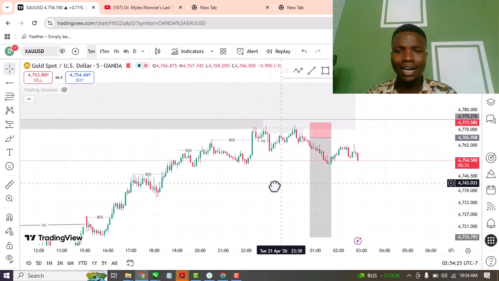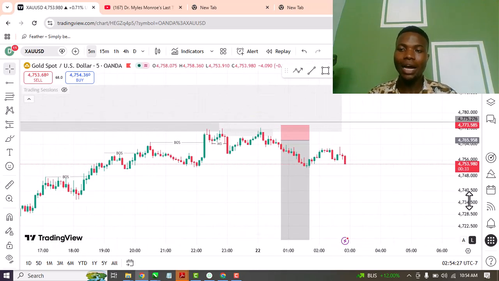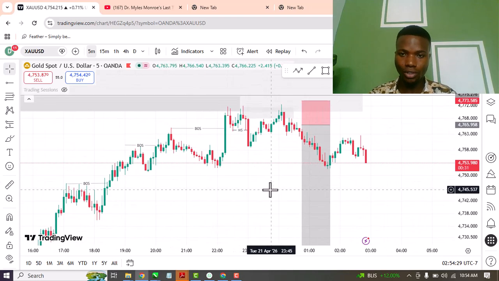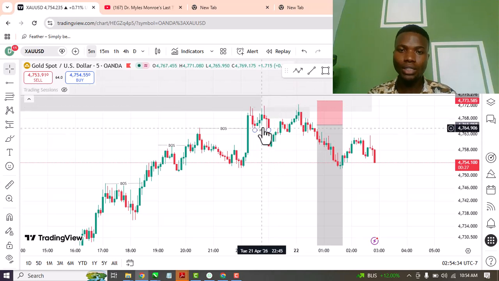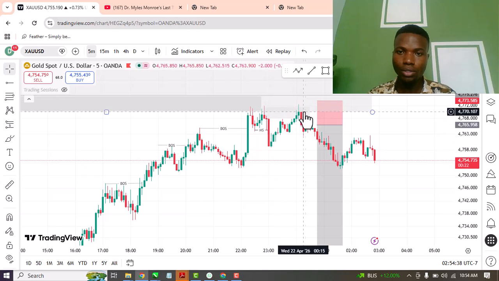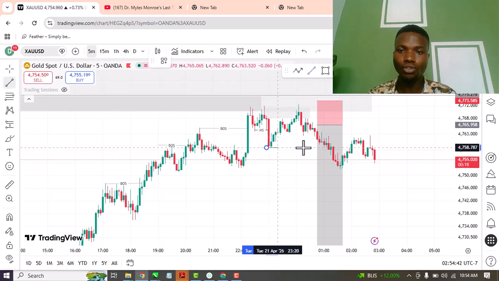Another thing I remember right now that gives me confidence in this trade is, let me show you. When price broke this higher low, price created a lower low, lower highs. Now you can see that price actually made a break of structure here.